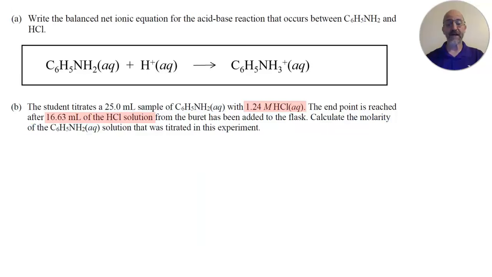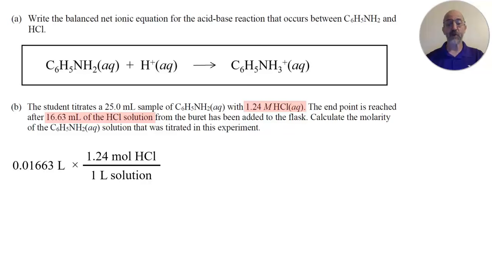Since I don't know the concentration of the aniline, I'm going to start with what I do know. I know the volume of the acid and I know the concentration of the acid, so I can definitely calculate the number of moles of hydrochloric acid that was added from the burette to reach the endpoint. So I'm going to divide by 1,000, so 16.63 milliliters becomes 0.01663 in liters. 1.24 molar means 1.24 moles of HCl for every 1 liter.